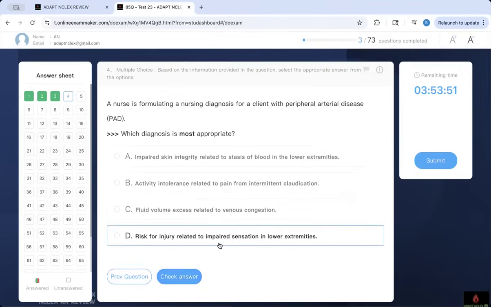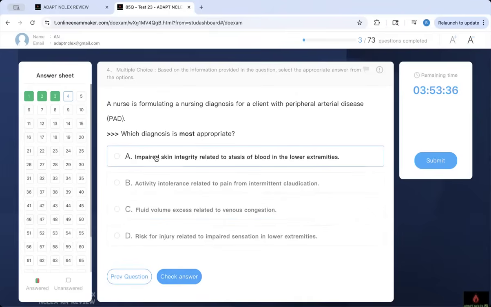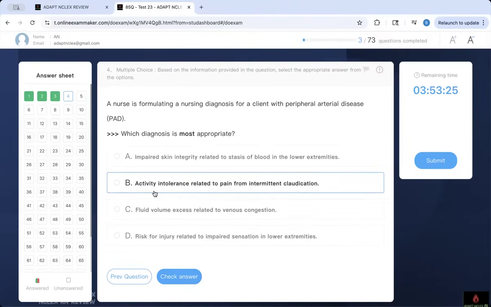And this is formulating a nursing diagnosis for a client with peripheral artery disease. Nursing diagnosis is based on underlying pathophysiology. That's the key word, not the actual thing you're seeing. Which diagnosis is most appropriate? Impaired skin integrity, well, look, related to stasis of blood in the lower extremities. Is PAD related to stasis? Activity intolerance related to pain from intermittent claudication.